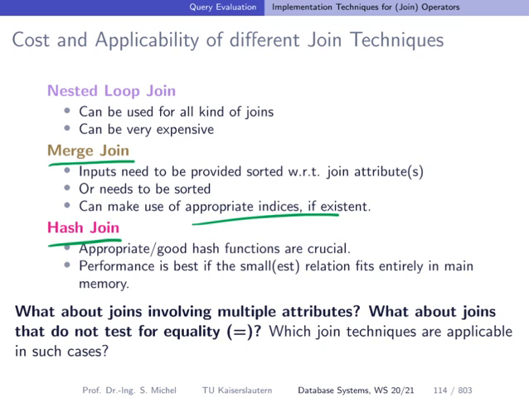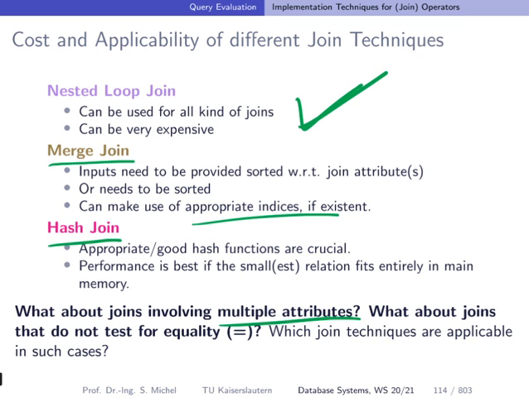So if you have a join which involves multiple attributes, that's not really a problem per se. If you have the nested loop join anyway, no problem, right? You can have multiple attributes. You can have predicates which are more complicated than having just equality checks. So this is all fine here.